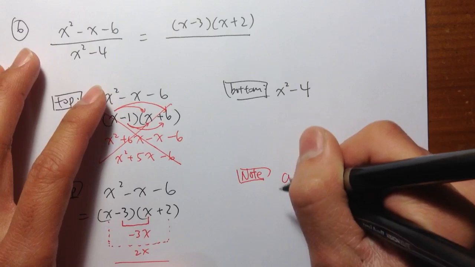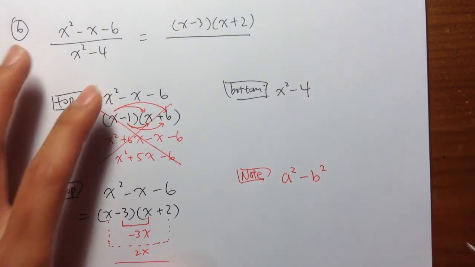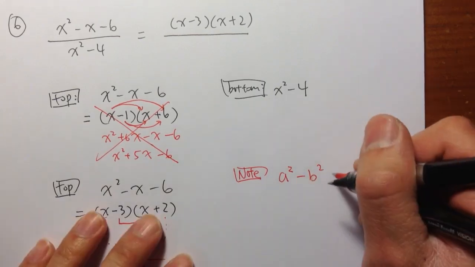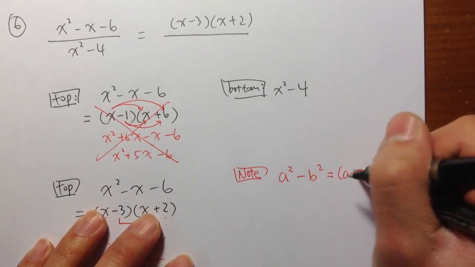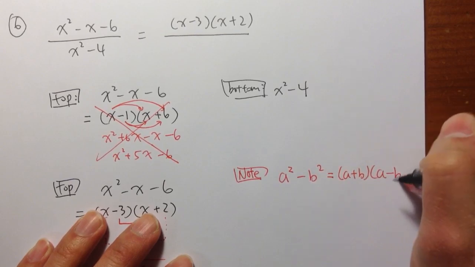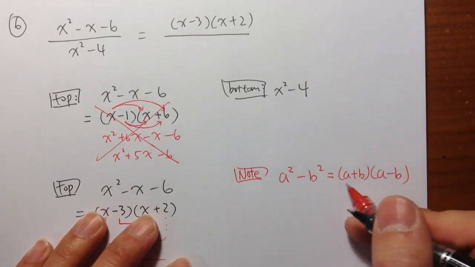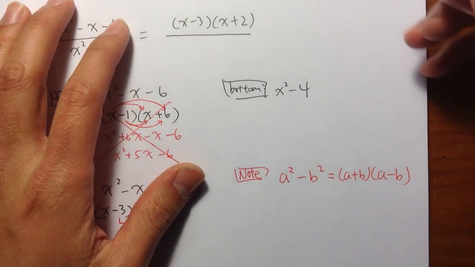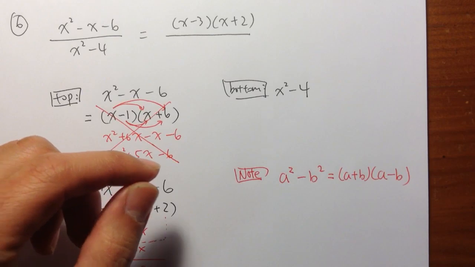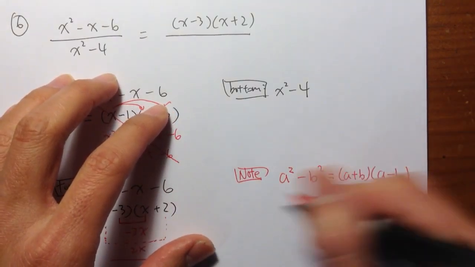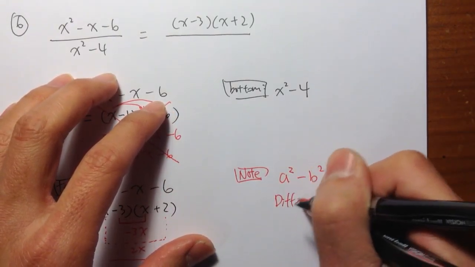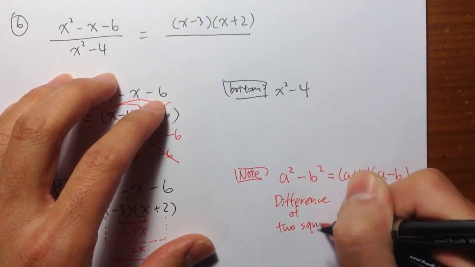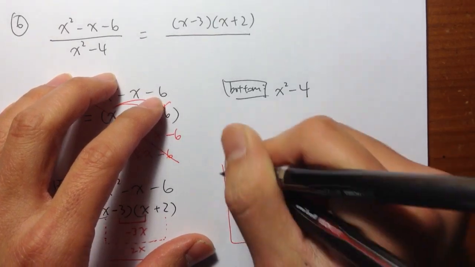If we have a squared minus b squared, so a number to the second power minus another number to the second power, we can factor this as a plus b times a minus b. If you would like, you can write this as a minus b times a plus b. The order doesn't matter. Okay, so this is called the difference of two squares. This is how we factor difference of two squares.